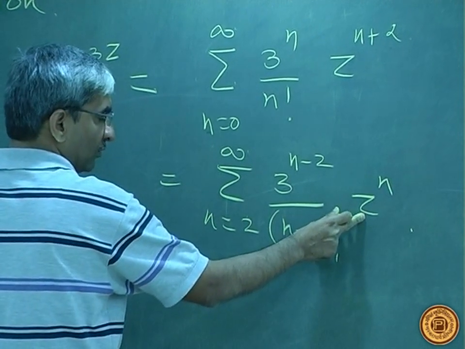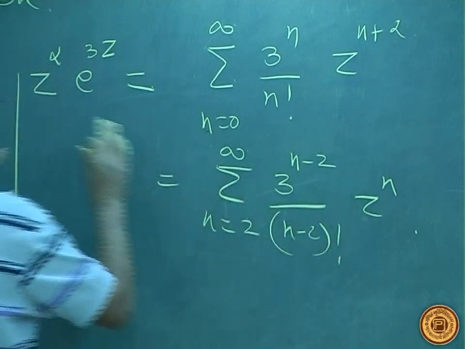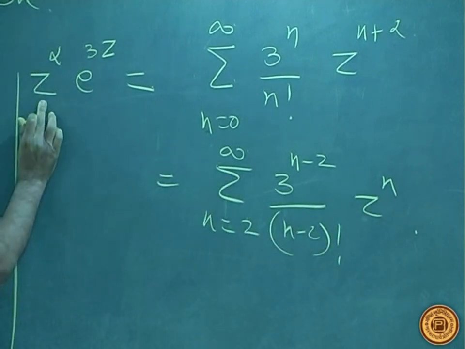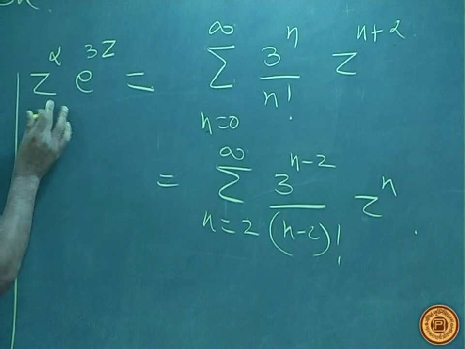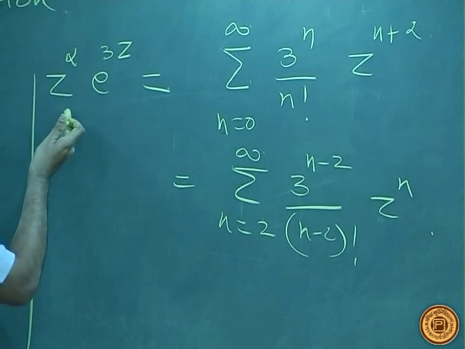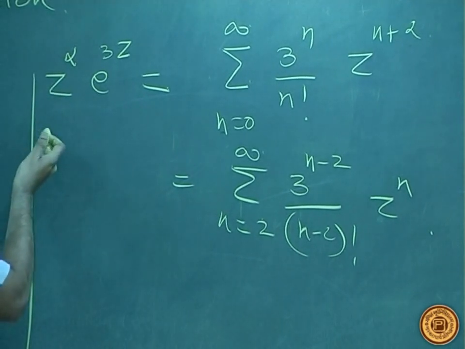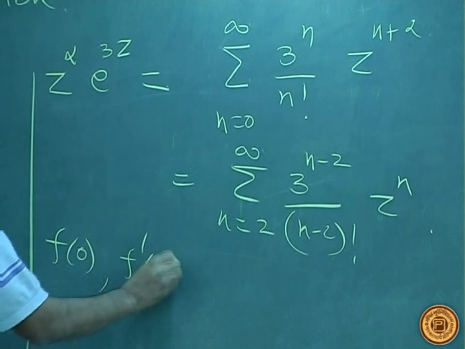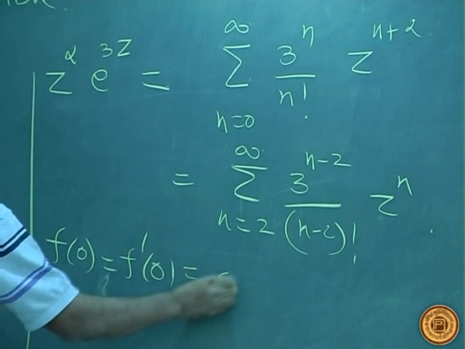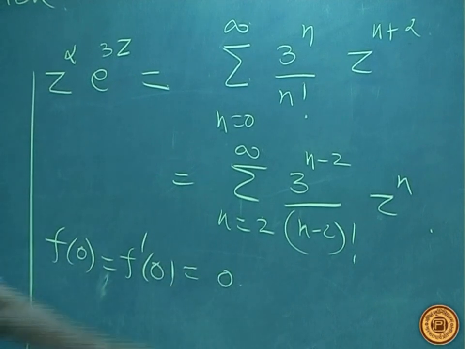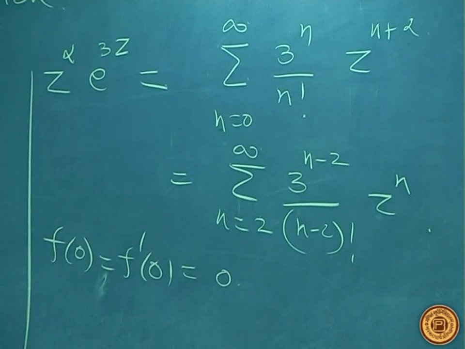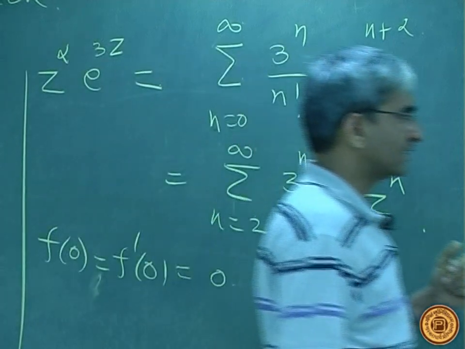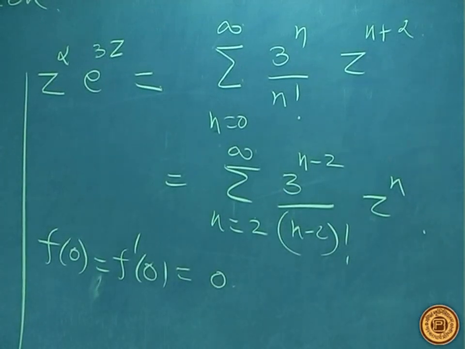So the constant term and the coefficient of z are 0, which is expected because the function is 0 and the first derivative will be 0 at 0. So you see that f of 0 and f dash of 0 are both 0. Therefore, it will start with f double dash 0 only. So this is how you obtain the Taylor series expansion for this.